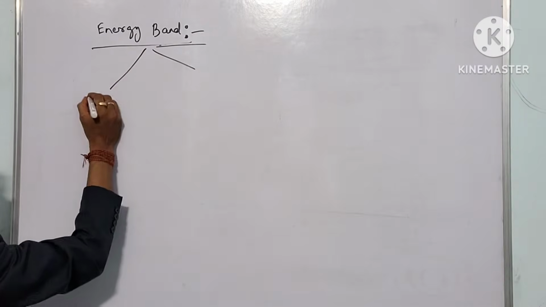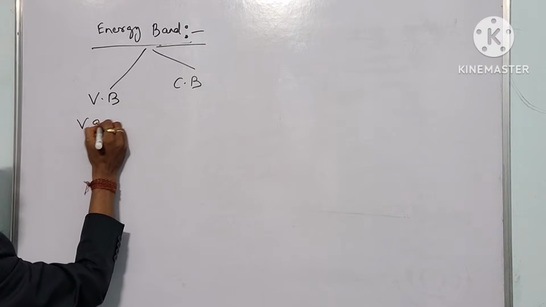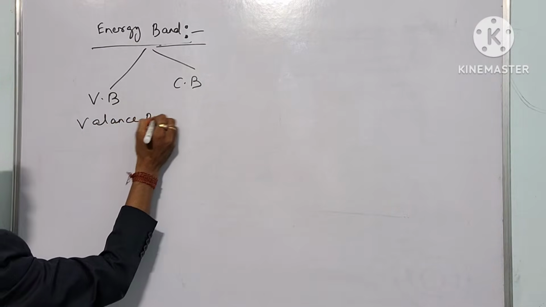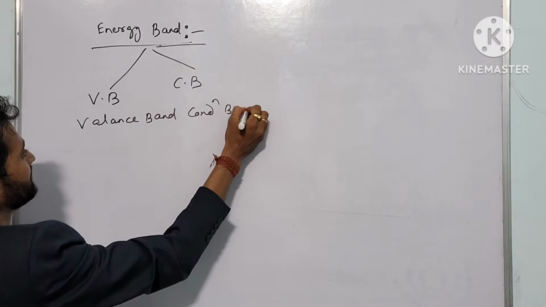There are two types of energy band. One is called valence band. Second is called conduction band. Right?